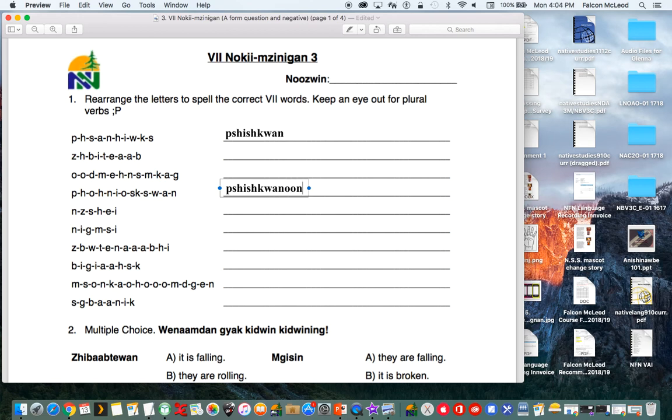Because we know from our previous lessons that pshishkwan by itself is singular, but VII words that end in N sounds pluralize with an OON suffix. All right, so keep an eye out for those plural suffixes in here. Just try and do the singular ones first, and then identify which ones maybe have added sounds like an AN or OON or IIN.